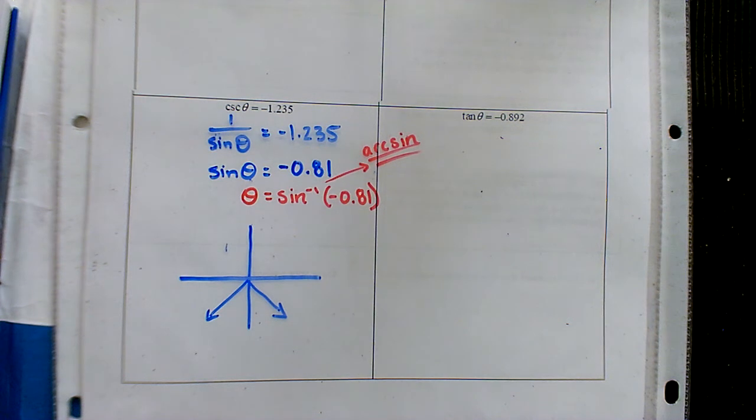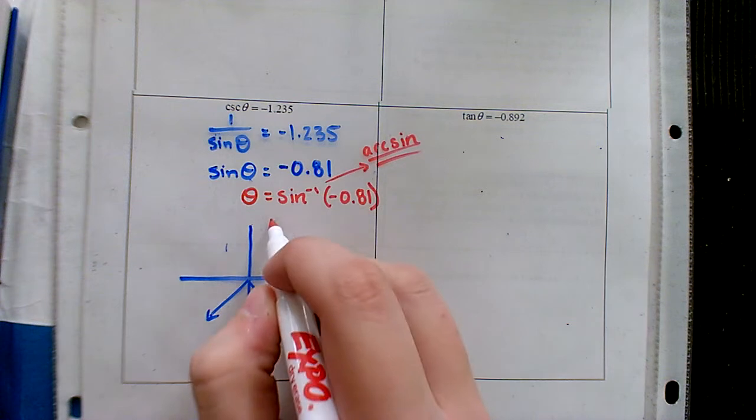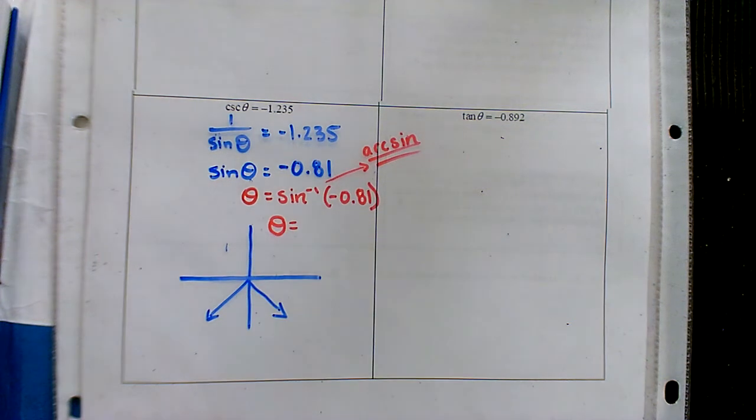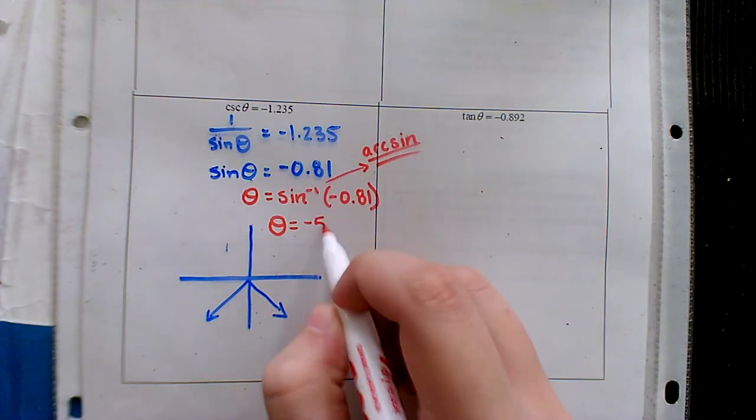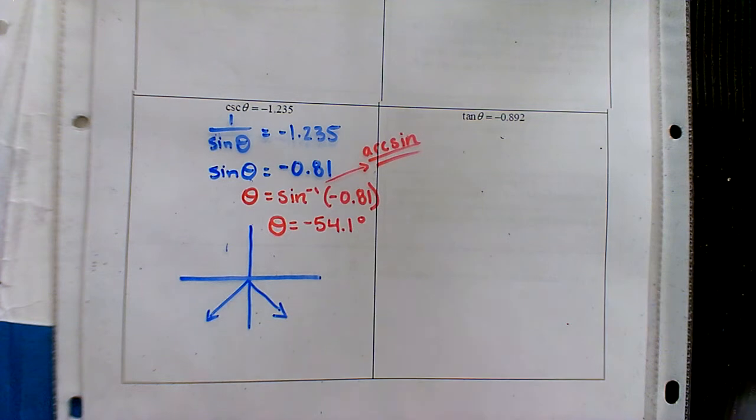If you were to type this in on your calculator, be careful. If you look at the directions at the top, notice how we want theta to be between 0 and 360 degrees. So you have to make sure your calculator's in degree mode. If you were to type that in, what would your calculator give you? Yep. Negative 54.1. Negative 54.1. Okay, I'll take it.